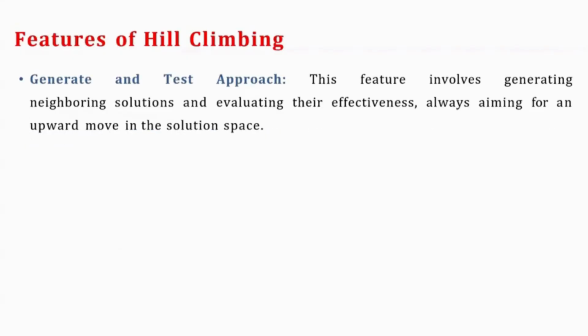So, features of hill climbing. We have the generate and test approach. These features involve generating neighbor solutions and evaluating their effectiveness, always aiming for an upward move in the solution space. Hill climbing works by generating neighbor solutions to the current state and testing, evaluating them. The goal is always to move upwards in the solution space, meaning towards better solutions.